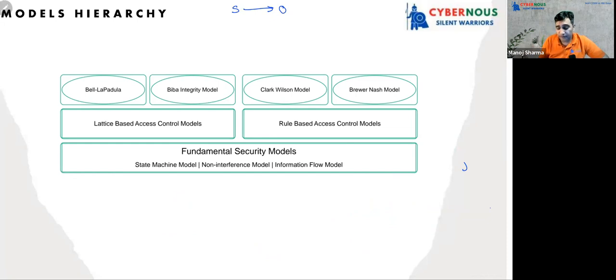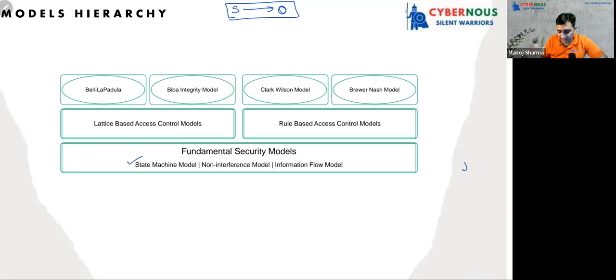Now, to do so, what can we do? To implement such a measure wherein when a subject accesses a particular object, it is always consistent with the security policies, we need to have some fundamental security models. These are the models which have been established. They are common across all systems, and we will try to understand those. So what are the fundamental security models?